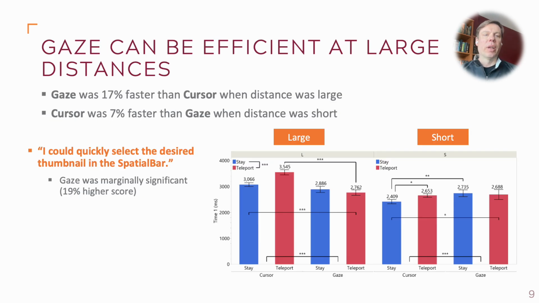So here are our objective findings. First of all, in terms of selecting the correct thumbnail in the spatial bar, we found that gaze was 17% faster than cursor when the distance was large. However, in the short distance trials, the cursor was actually 7% faster than gaze, and both of those differences were significant. In terms of user perception, participants believed that gaze was better for quickly selecting the desired thumbnail in the spatial bar. So overall, gaze was perceived as faster.